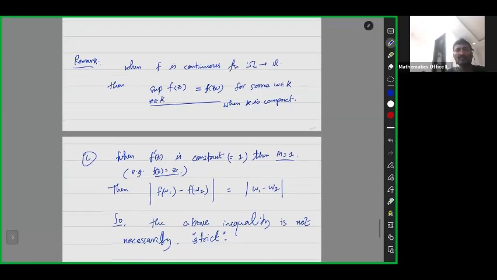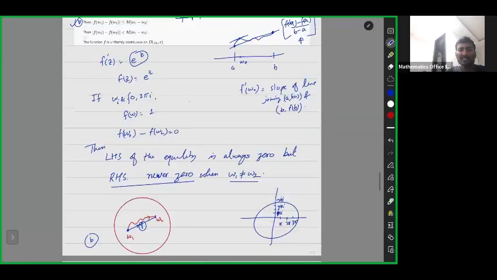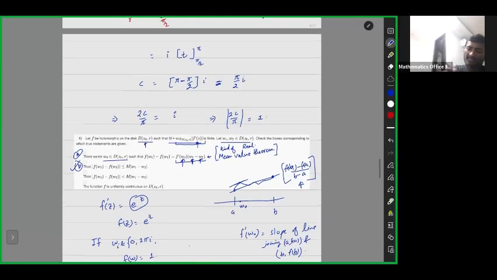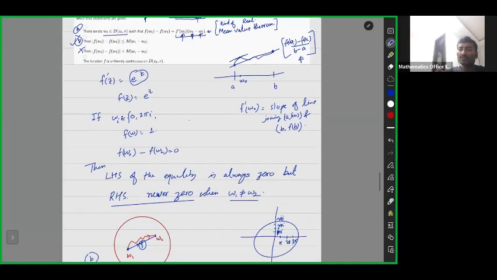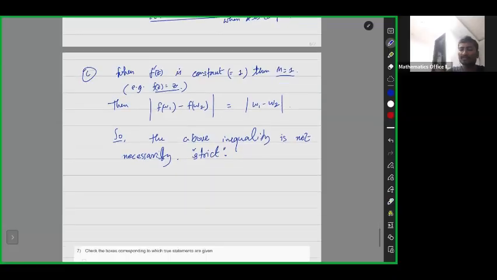Okay. So let's see. This is wrong. Strict is not correct. The function f is uniformly continuous on the disk D(z0, r). So what is the definition of uniformly continuous?